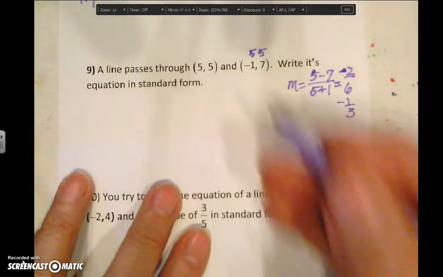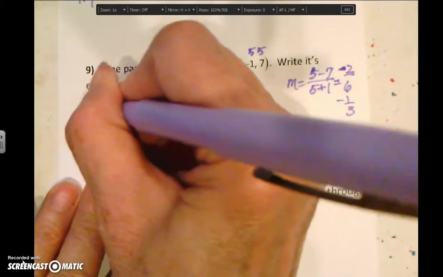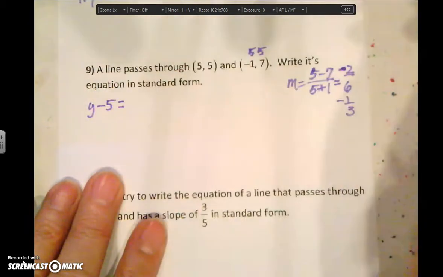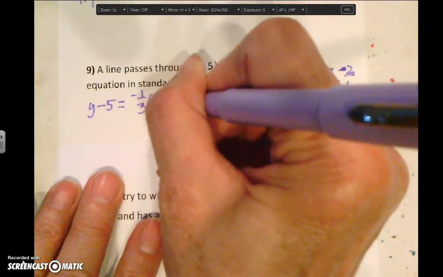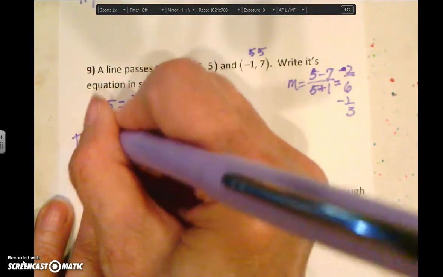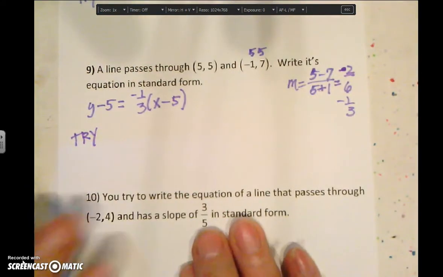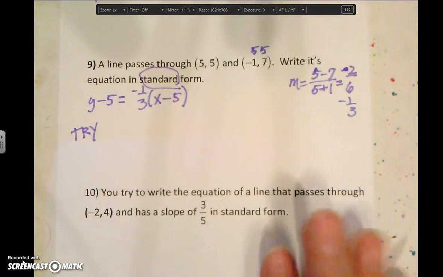So we'll come over then and we'll choose the first point to use. So we'll do y minus 5 equals negative 1/3 times x minus 5. And again, you try to change that into standard form. And we'll pick up on the next video.